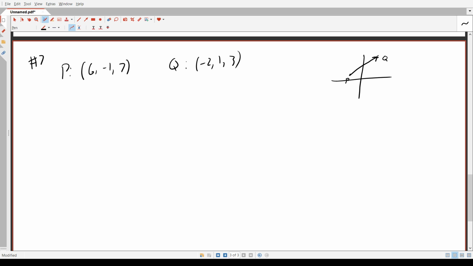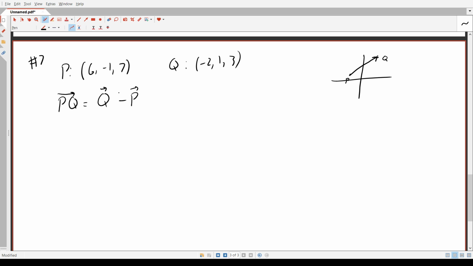And it turns out to be exactly the same. So I can either find this vector explicitly and then take the norm, or I can just find the distance between these 2 points. It comes out to being the exact same computation. I'm going to go ahead and find the vector. So the vector PQ is going to be Q minus P.